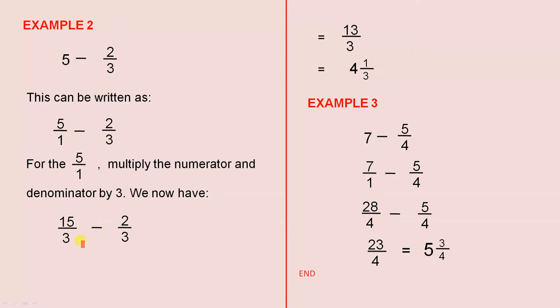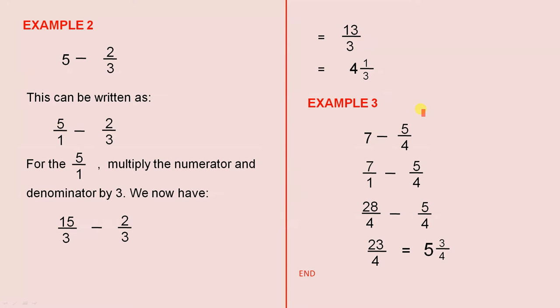Since the denominators are the same, we subtract the numerators. So 15 take away 2 gives you 13 over 3. 3 into 13 goes 4 times, because 3 4s are 12, 1 left over, so it's 4 and 1/3.